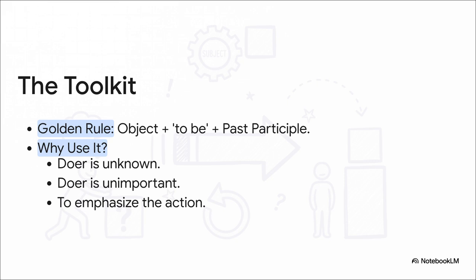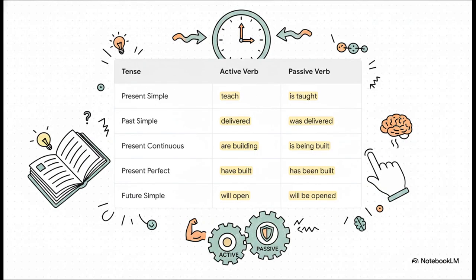You use it when you don't know who did the action, or when it just doesn't matter who did it, or, and this is a big one, when you want the focus to be on the action itself, not the person doing it. And here it is one more time, your visual summary chart. Honestly, this is the most important takeaway from today. Go ahead and pause here, take a screenshot, burn this pattern into your brain. This chart is your guide to getting the tense right every single time.